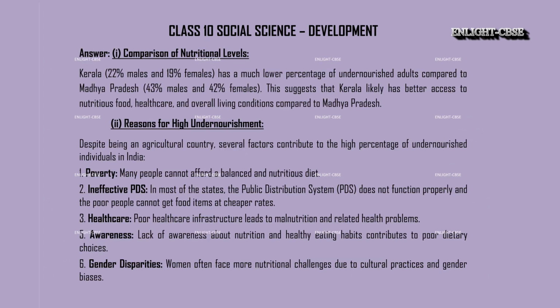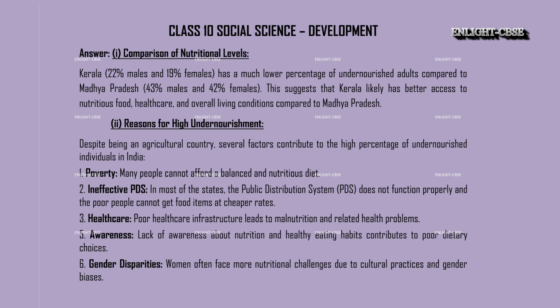Answer. 1. Comparison of nutritional levels. Kerala, 22% males and 19% females, has a much lower percentage of undernourished adults compared to Madhya Pradesh, 43% males and 42% females. This suggests that Kerala likely has better access to nutritious food, healthcare, and overall living conditions compared to Madhya Pradesh. 2. Reasons for high undernourishment. Despite being an agricultural country, several factors contribute to the high percentage of undernourished individuals in India. 1. Poverty. Many people cannot afford a balanced and nutritious diet.